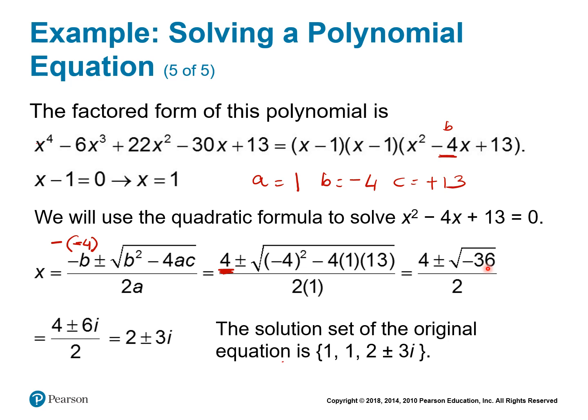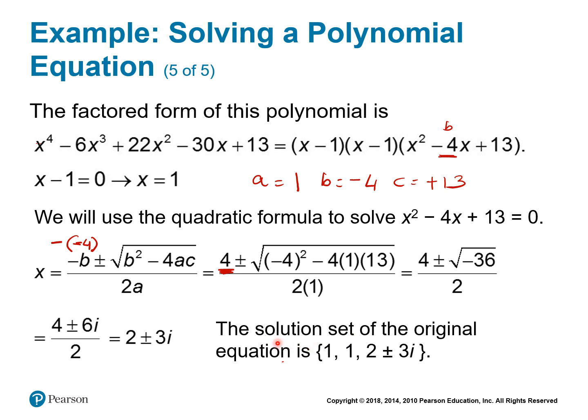So what happens here? We have a negative inside a square root. Therefore, this is going to give us an imaginary number, an imaginary solution for x. So when we simplify, we end up with 4 plus minus 6i, since the square root of negative 36 simplifies as 6i. So 4 plus minus 6i divided by 2 equals 2 plus minus 3i.